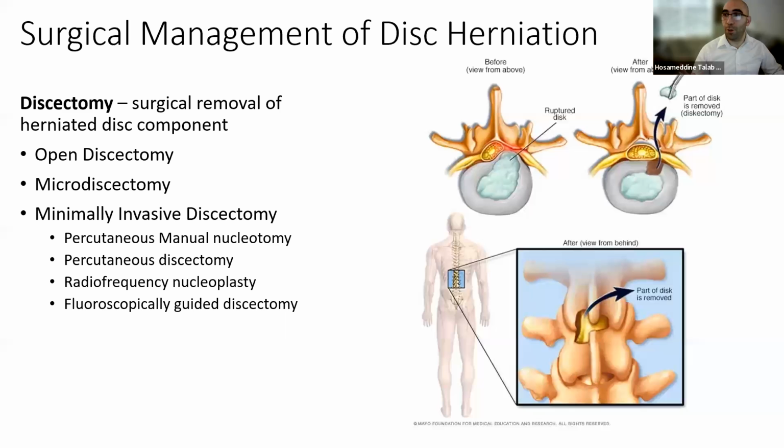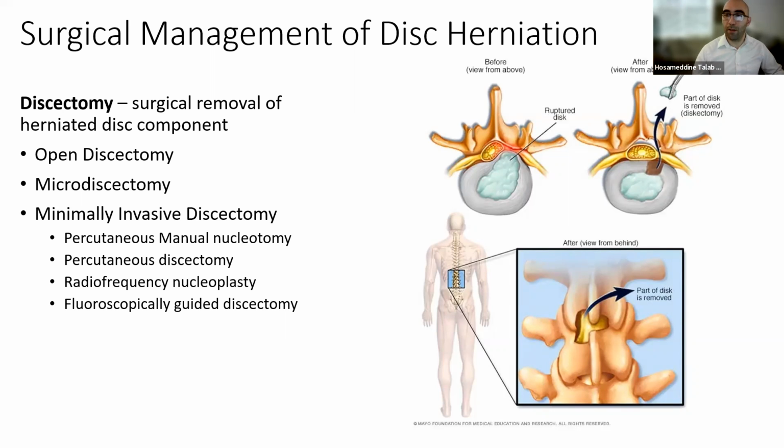So the traditional open discectomy is performed by removing part of the lamina, a laminectomy, and then taking out the herniated components of the disc. The microdiscectomy is a refinement of the open discectomy and has become the most common procedure. It can also be performed on an outpatient basis. It involves a similar incision, although smaller, and includes a hemilaminectomy, so removal of part of the lamina, and then removal of the disc fragment.